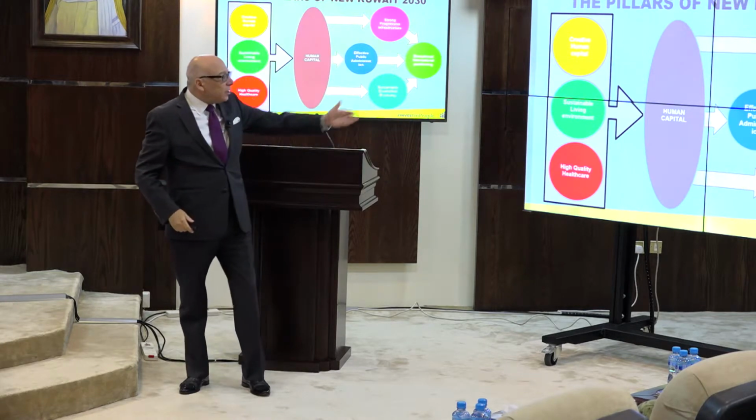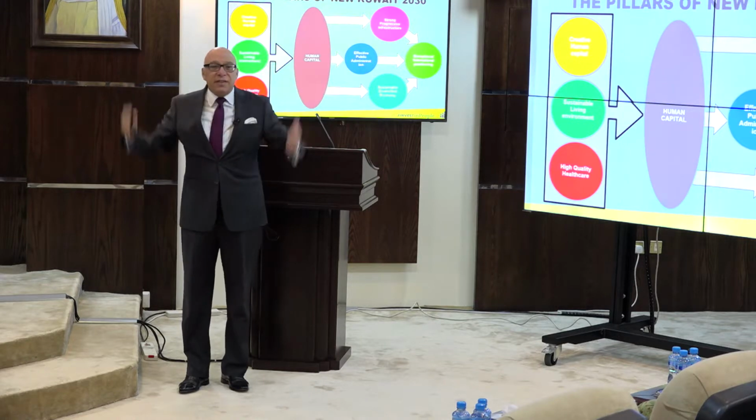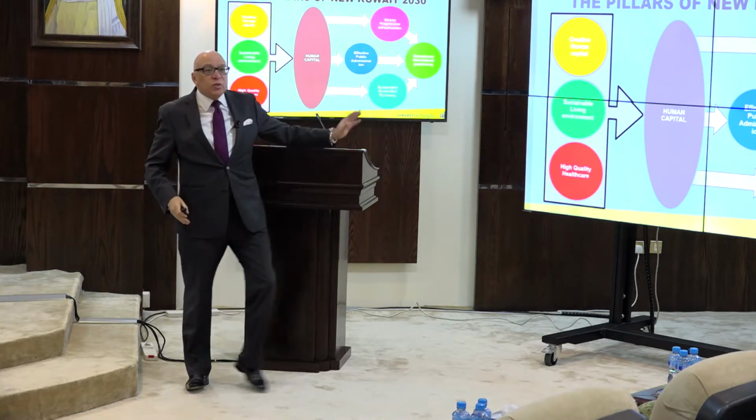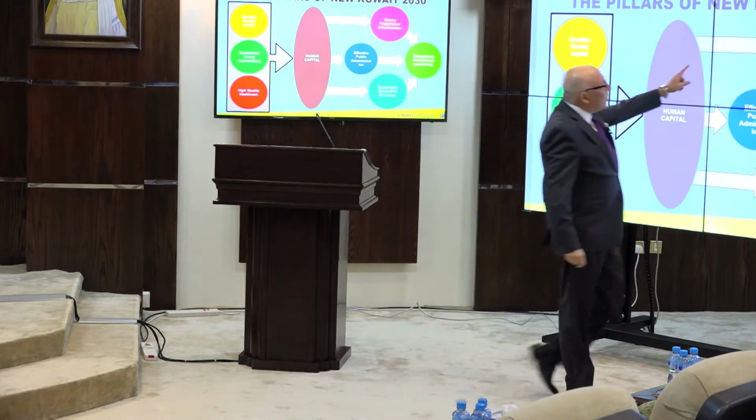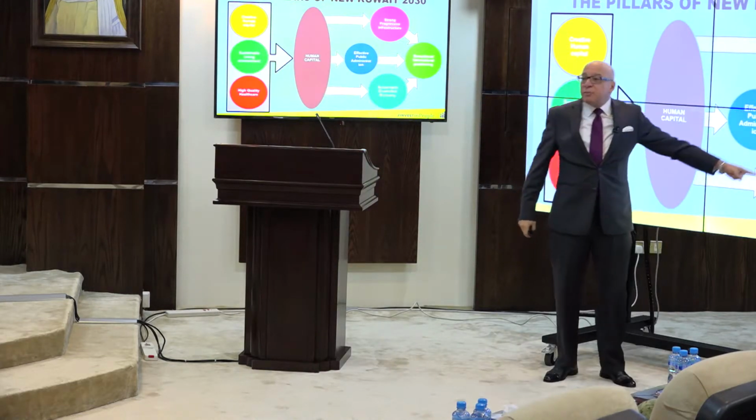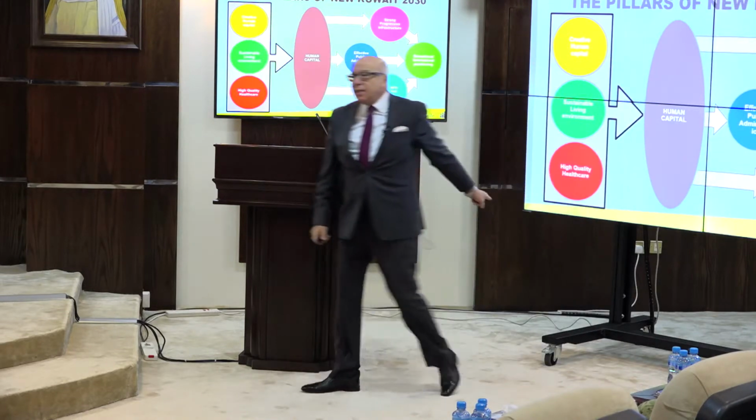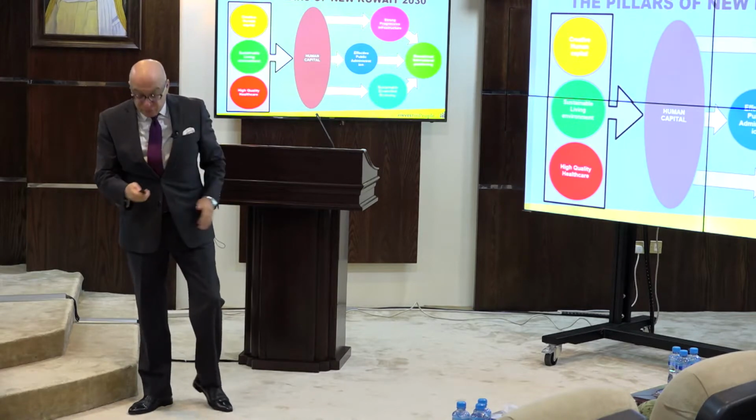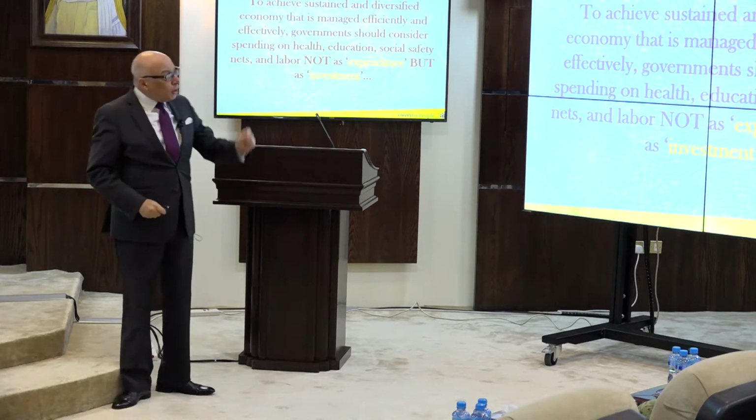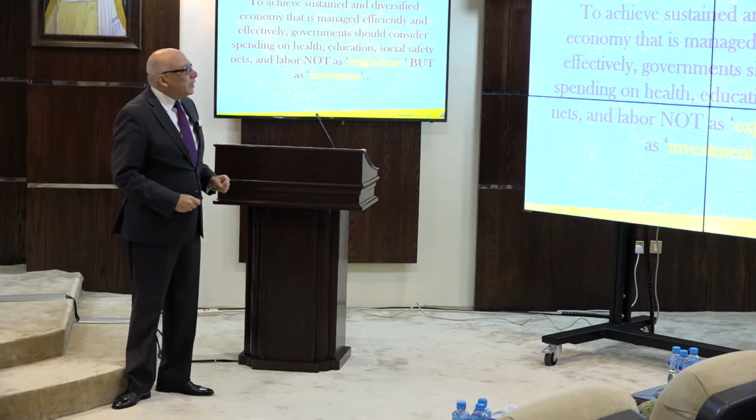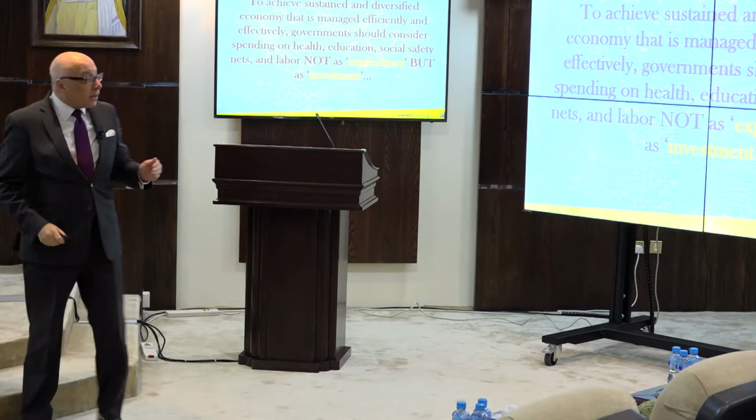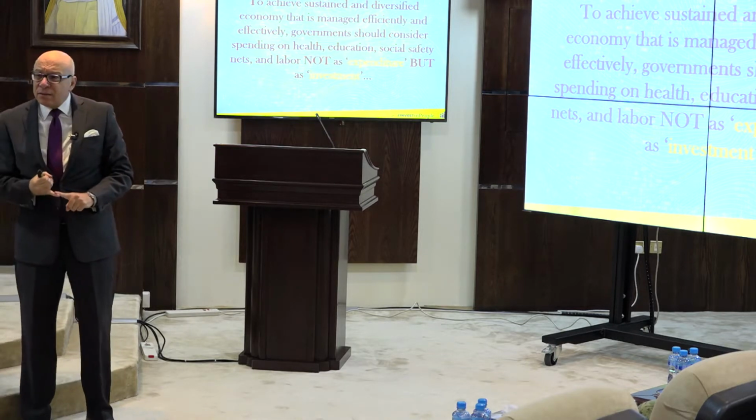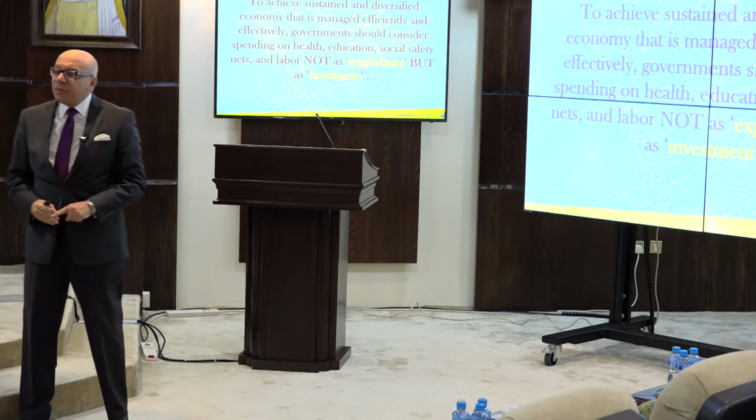And indeed, you cannot have an effective public administration by just investing in buildings; you have to invest in people. So as you can see, to achieve the new Kuwait vision and its main 4 pillars, investing in human capital is a prerequisite. In conclusion, to achieve a sustained and diversified economy that is managed efficiently and effectively, governments should consider spending on health, education, social safety nets, and labor, not as expenditure, but as investment. Hashtag invest in people. Thank you very much.